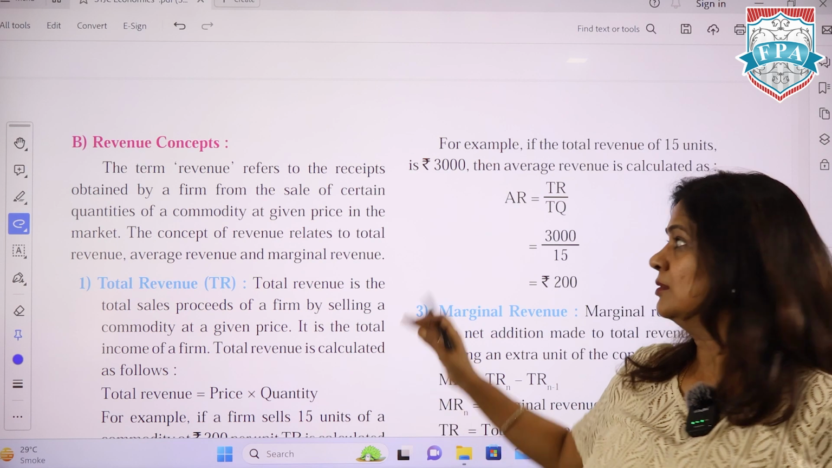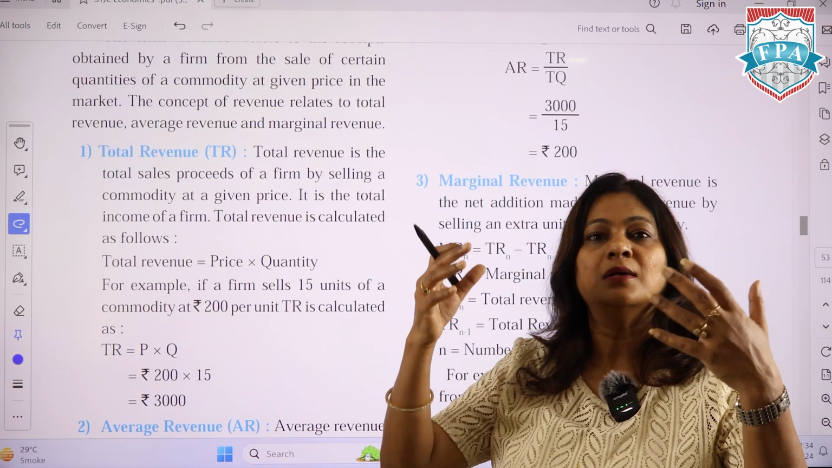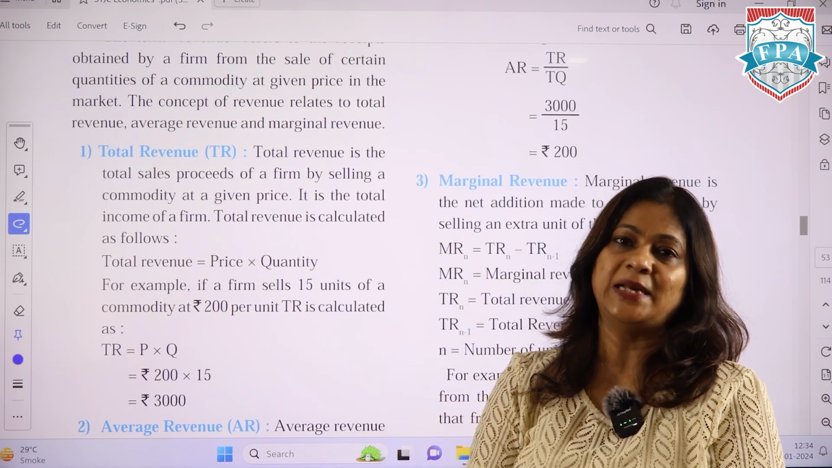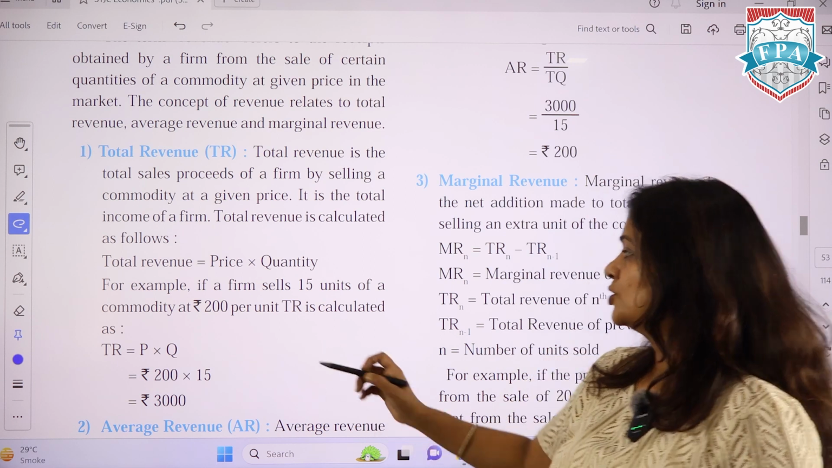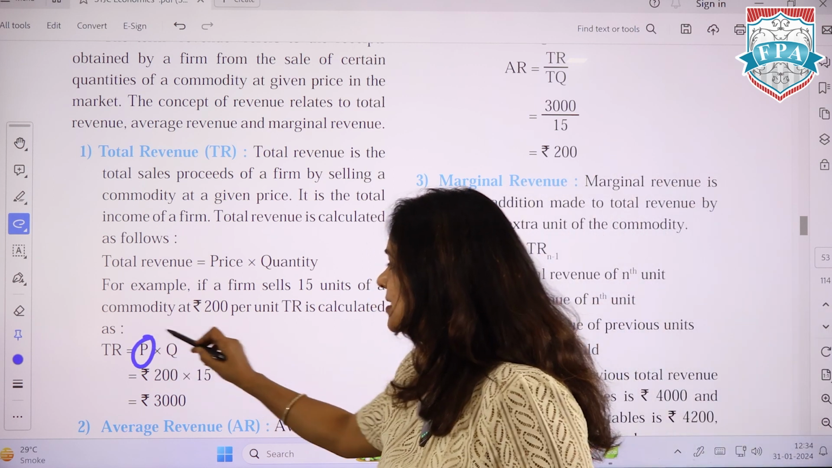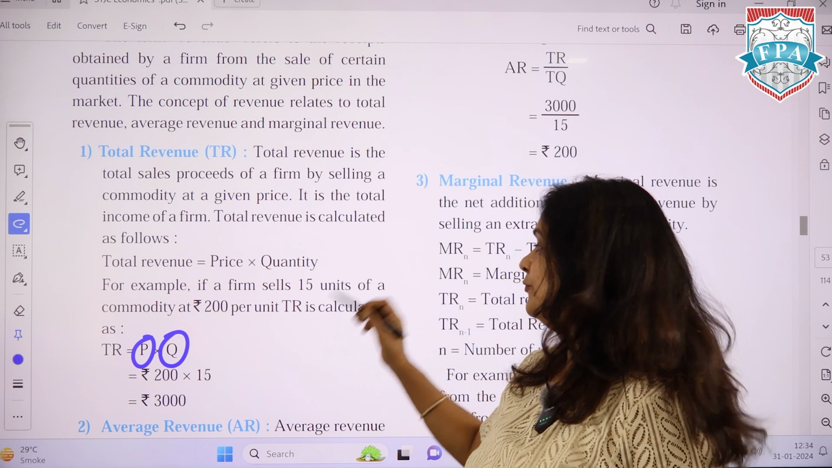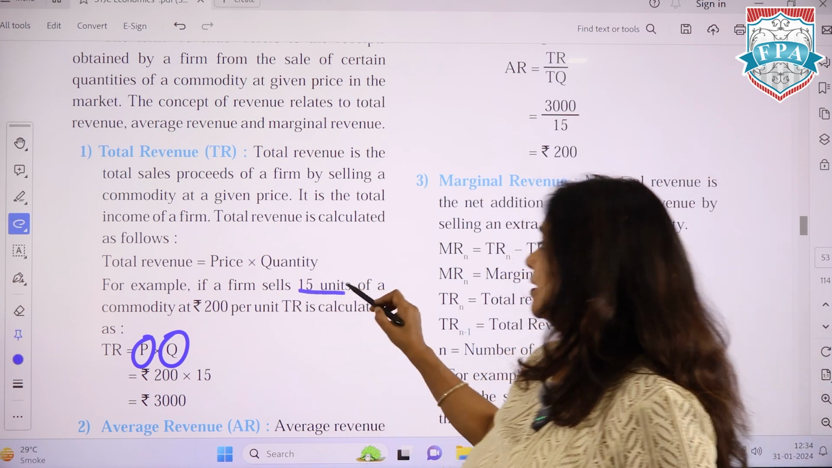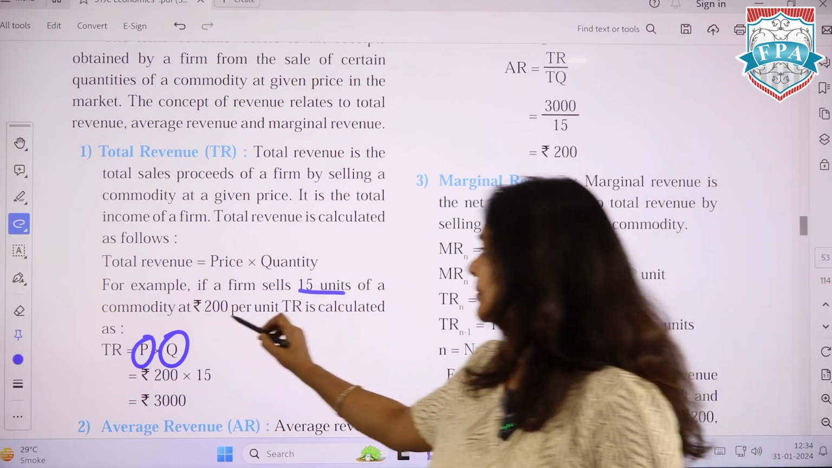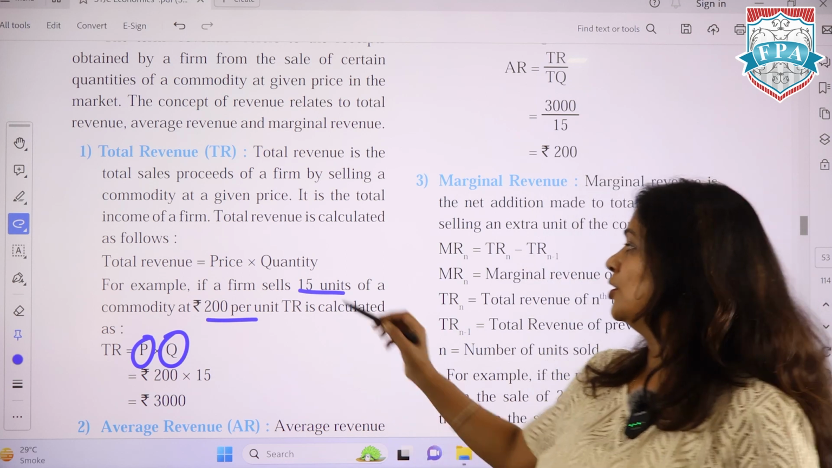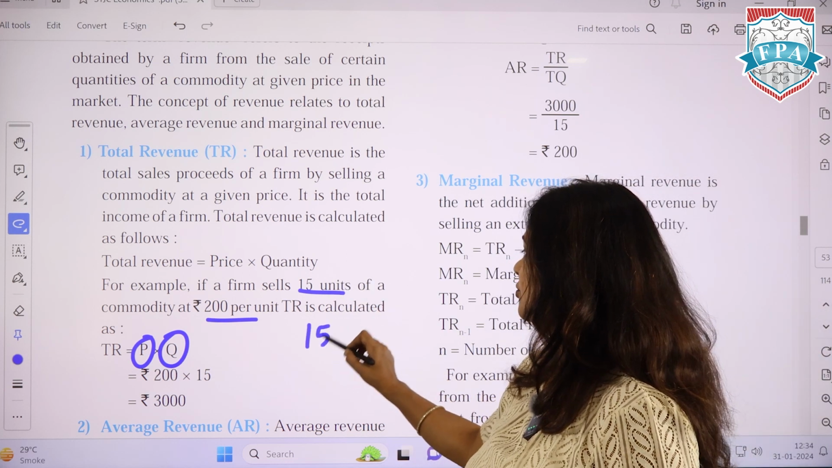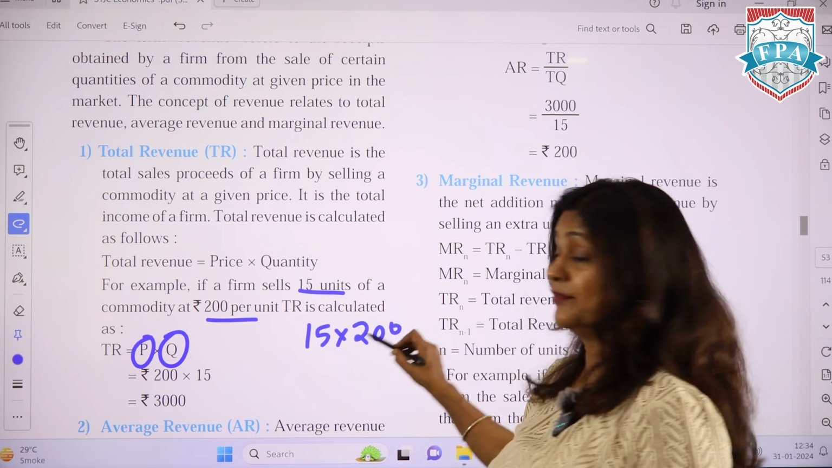Coming up to revenue. Revenue means the total sales value which you have received by selling all the units which you have sold. So P is the price and Q is the quantity. So if you are manufacturing or selling 15 units and the price of one unit is 200, then your total revenue will be what? 15 into 200. This is your total revenue.